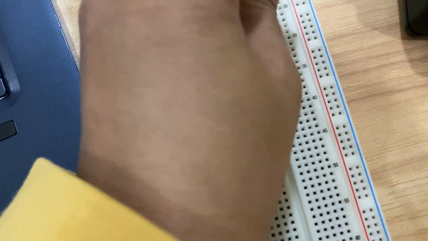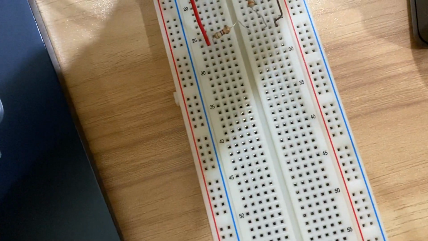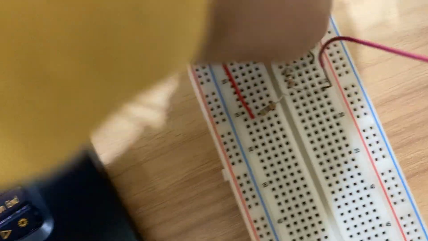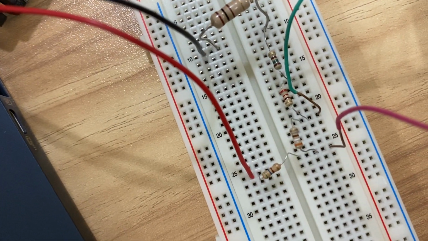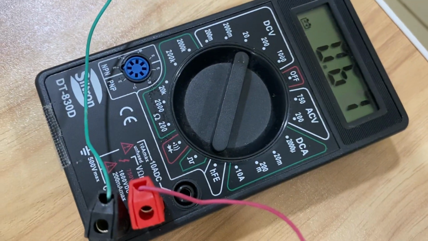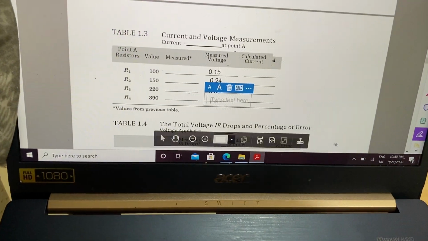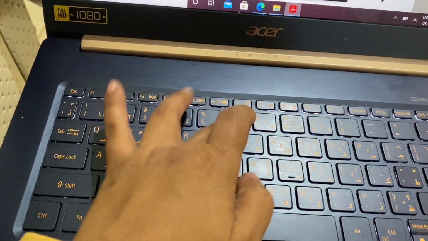So the same with the last resistance. I will connect the voltmeter in parallel with the last resistance, and I will measure the voltage drop, so almost 0.66, and I will write this one here, 0.66.